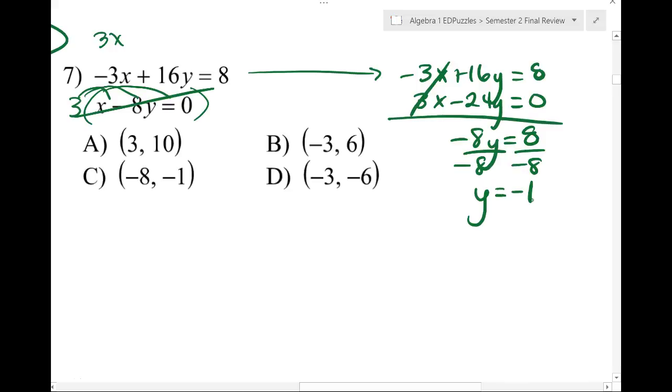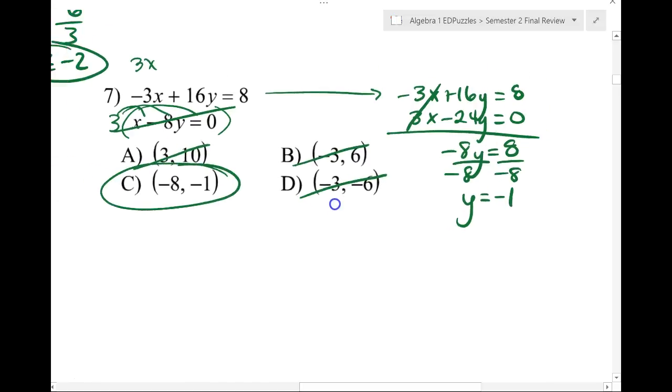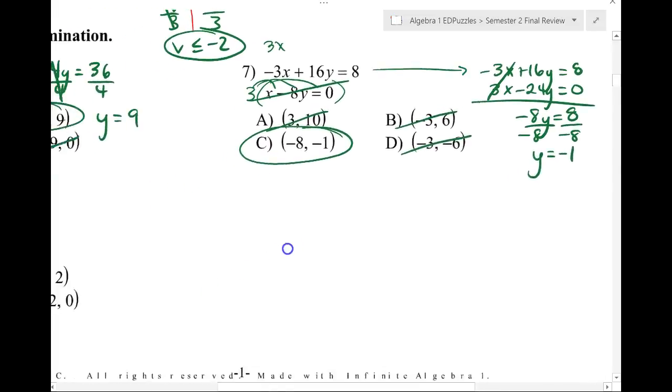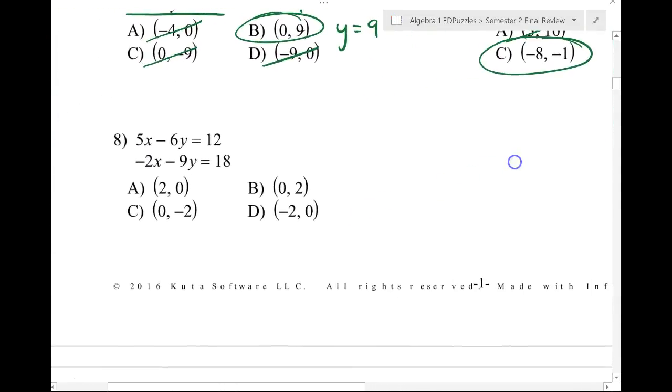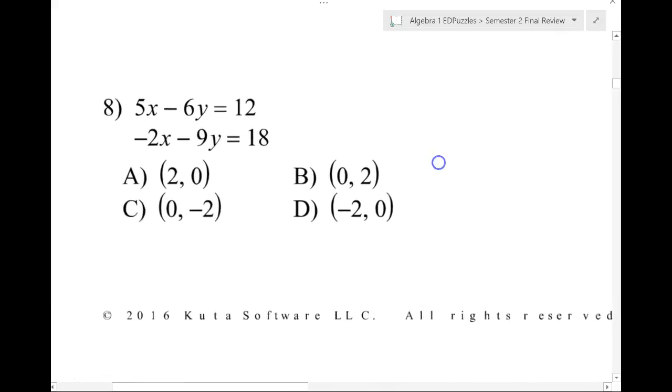So again, go and check your answers. See if you can just eliminate. For the first one, y is negative 1, so it's not A, it's not B, it's not D, it can only be C. So then I don't have to find x. Remember, use your detective skills. You don't have to solve the entire problem if you don't have to.